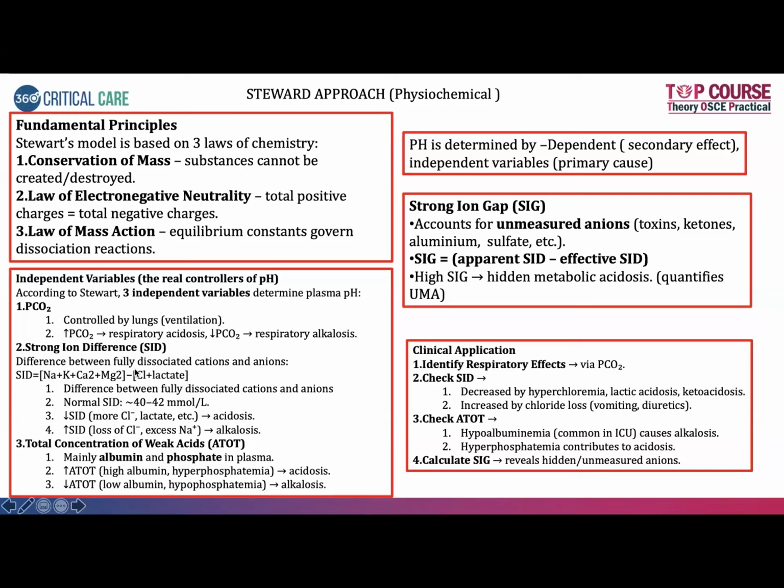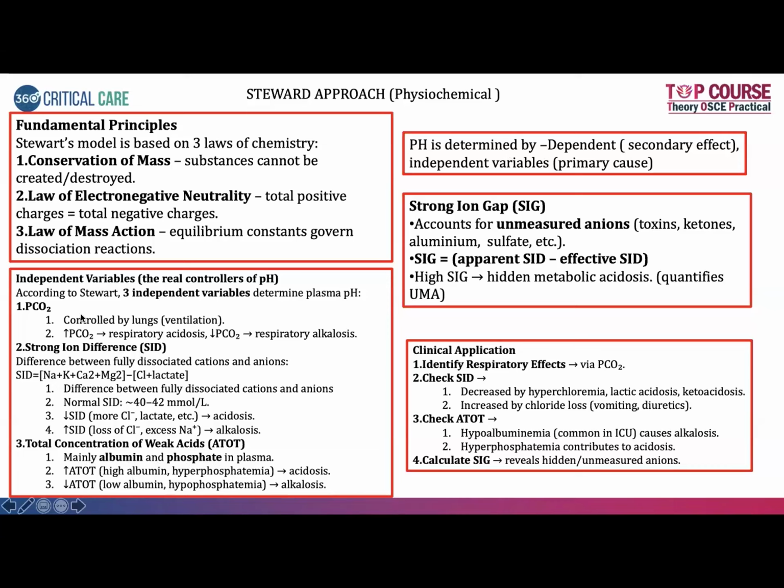Okay, you interpret based on your strong ion difference and the total concentration of the weak acids. Here it is not taking into account the weak acids. The weak acids are albumin and phosphate, which are very important. An increase in albumin or phosphate can cause acidosis, and a decrease in albumin and phosphate will result in alkalosis.